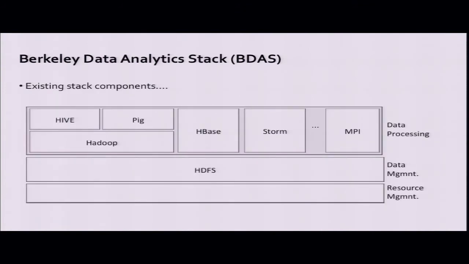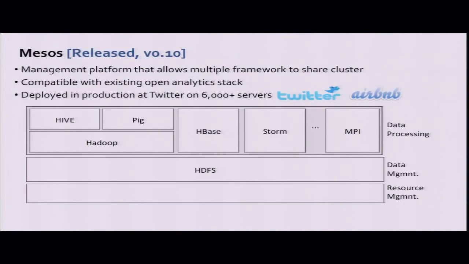Okay, so now I just superimpose on these layers the existing stack. So it's again the data management layer, where you have the Hadoop Distributed File System. The data processing layer, where you have all these cluster computing frameworks: Hadoop, and on top of Hadoop, you can run Hive, Pig, HBase, Storm, which is for stream processing, MPI, and so forth. Okay?